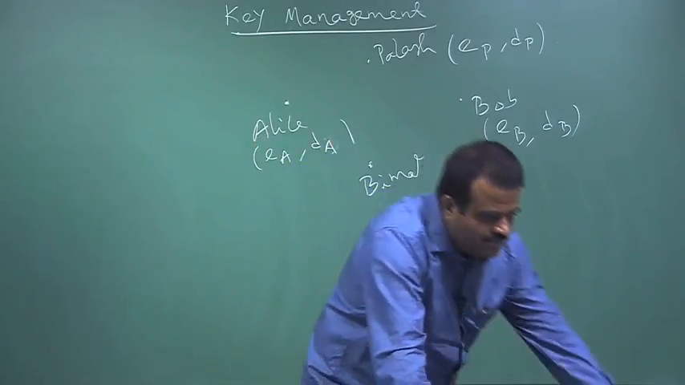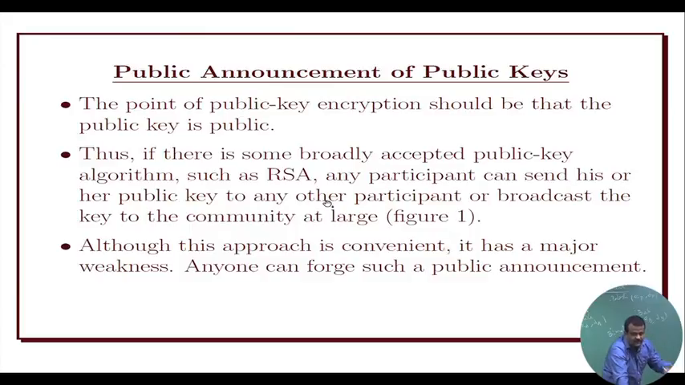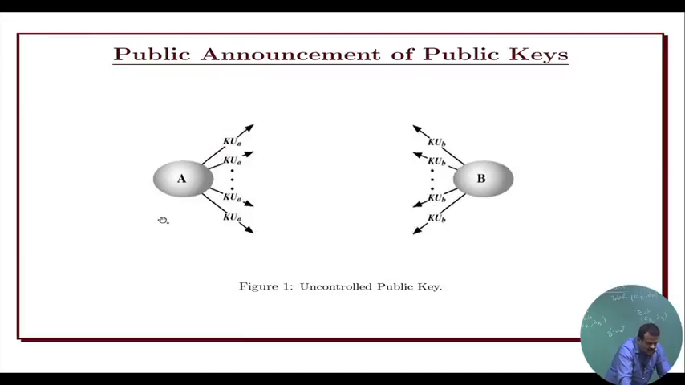So let us come to the first part, the public announcement of the public key. So here, for public key encryption, the public key should be public. So it could be RSA, we can set up the RSA and run the RSA key generation, and we get the public key, private key pair, and then everybody can announce their public key. So this is my public key, so I keep on announcing my public key. So this is the uncontrolled public key.